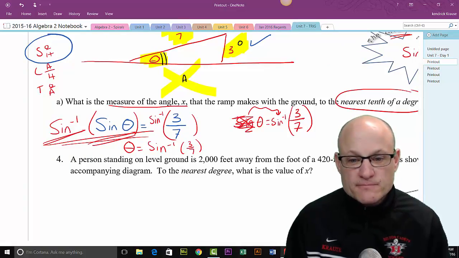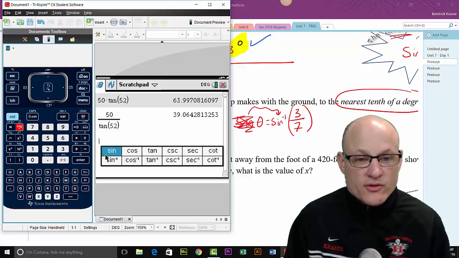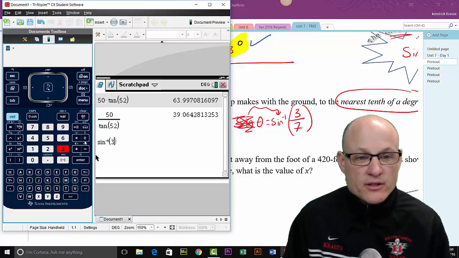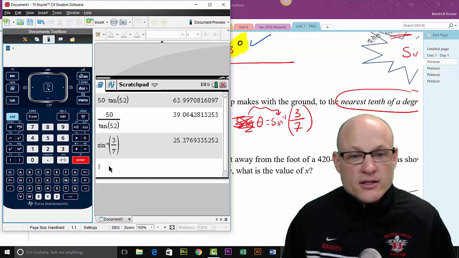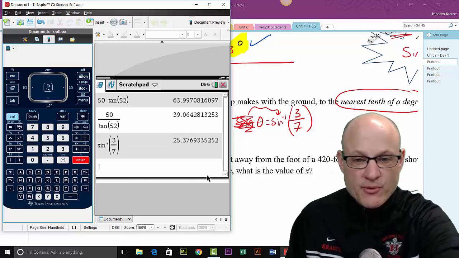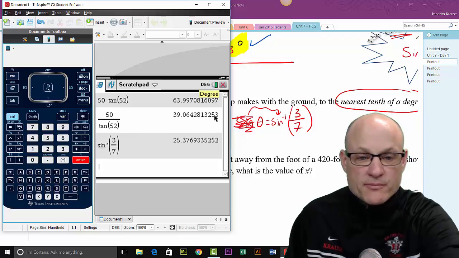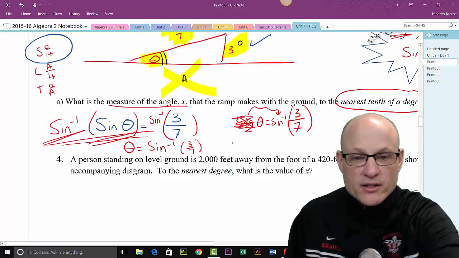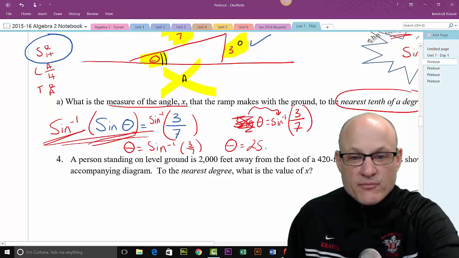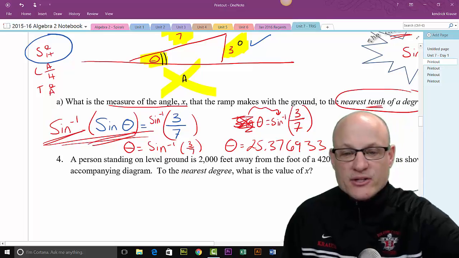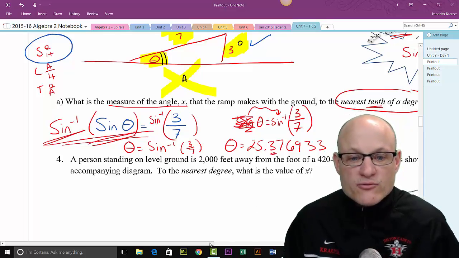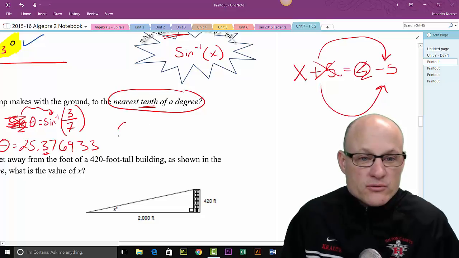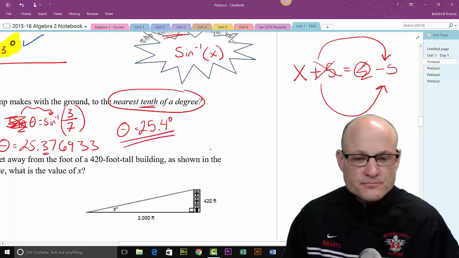Now, when I go to my calculator, I just do sine inverse of 3 divided by 7. And I get 25.3769. If you get something ridiculous, you're probably in radian mode. Go back up here and look. Am I in radian mode? We need to find the nearest tenth of a degree. So theta equals 25.4 degrees. All right, kids.